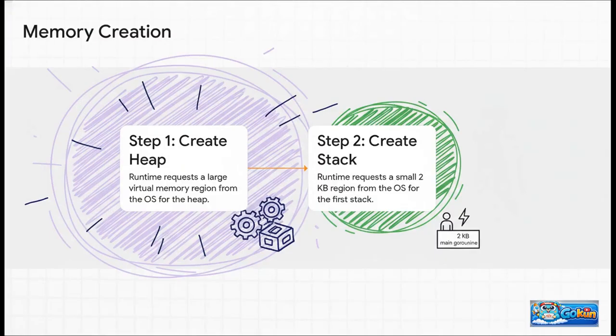Step 1, the heap is created. The runtime goes to the operating system and says, hey, can you reserve a massive chunk of virtual address space for me? On a 64-bit system, this can be terabytes. Now this is a key point. It's not actually using physical RAM yet. It's just reserving a giant playground for all future dynamic allocations. This is a clever trick to prevent memory fragmentation down the line. Once that huge space for the heap is reserved, only then does step 2 happen. The runtime creates the very first stack. And it's a tiny one, just 2 kilobytes, and it's built specifically for the main goroutine, the one that's about to run your main function.